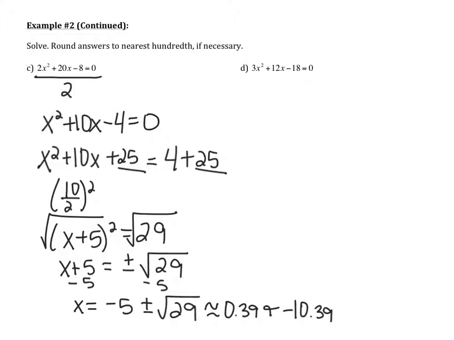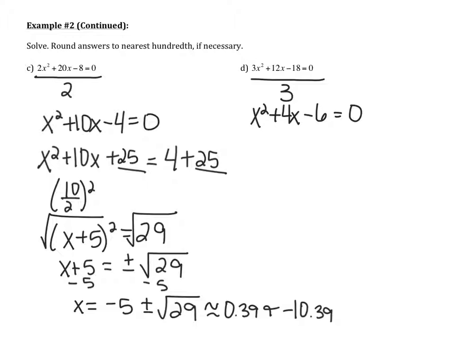So again, we have 3x squared plus 12x minus 18. Again, we cannot do the completing the square method if there's a number in front of your x squared term. So I'm going to divide my entire equation by that number. 3x squared divided by 3 is just x squared. 12x divided by 3 is 4x. Negative 18 divided by 3 is negative 6, equals 0, because 0 divided by 3 is just 0.